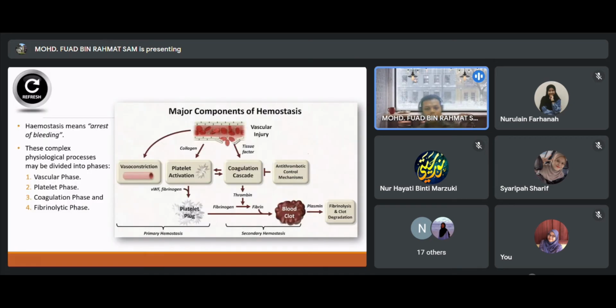Alright, before we proceed with the coagulation disorder tests, let's refresh again in terms of hemostasis. When we talk about hemostasis, the words hemostasis and homeostasis look and sound very similar, right? So what would be the differences between hemostasis and homeostasis? Anybody?